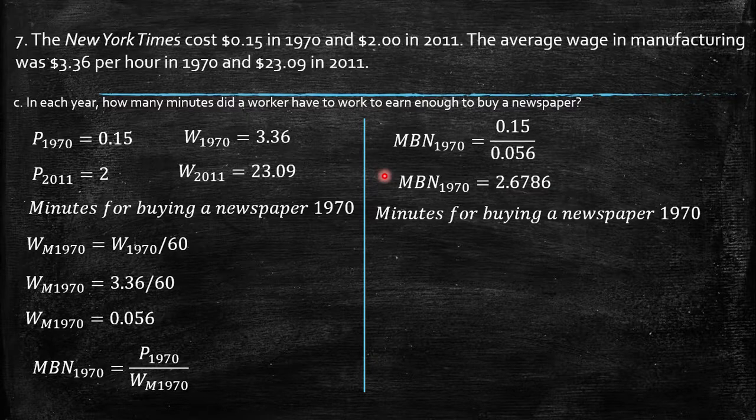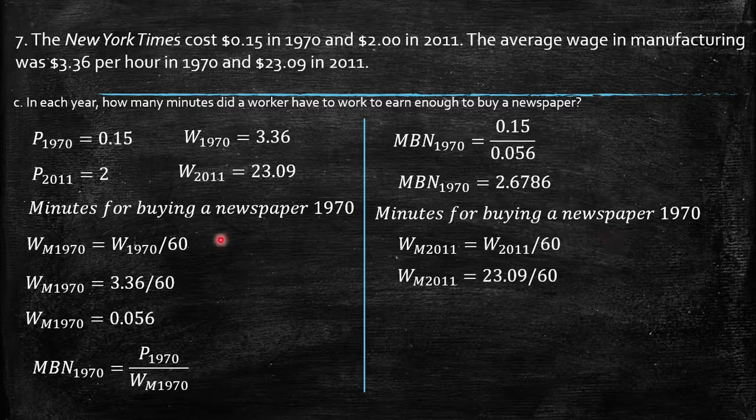What about, this is not 1970, sorry, what about 2011? The wage in minutes in 2011 is exactly the same as the wage in 2011 over 60, and then you just replace the values and make the computation. The wage per minute was 0.3848. That was the wage. It was almost 40 cents.